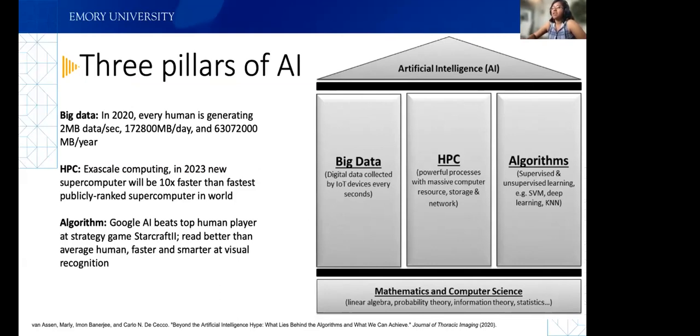You are very well acquainted with machine learning, so I don't have to touch on the algorithms. Of course, you know that algorithms are also becoming very advanced day by day. But all these 3 pillars are standing on the foundational knowledge of mathematics and computer science, starting from linear algebra, probability theory, information theory, and statistics, of course.